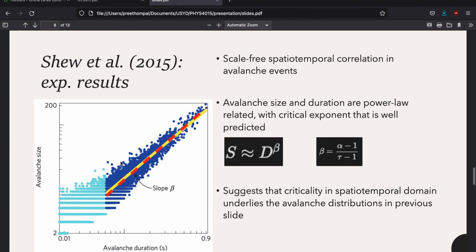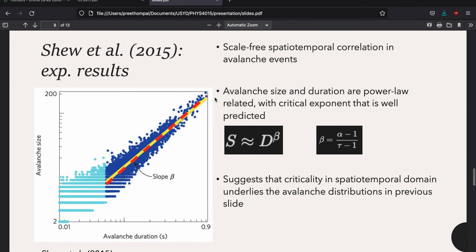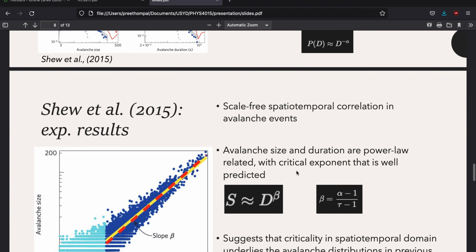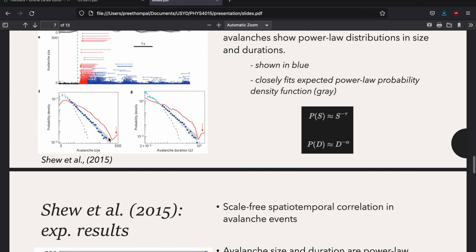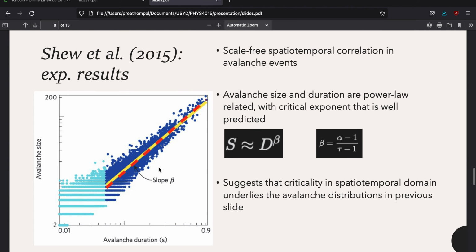Okay, but that's not all. There's also a scale-free spatiotemporal correlation in the avalanche events. So now, if you map avalanche size and avalanche duration, you also get a power law relationship. And this power law correlation in the spatiotemporal domain suggests that the avalanche distributions in the previous slide, inside the spatial domain and temporal domain, are driven by this criticality here.